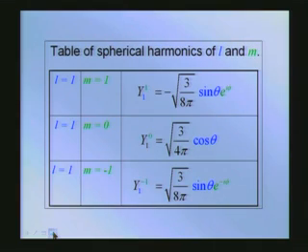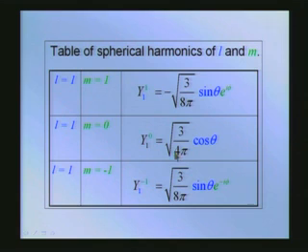For L equal to 1, there are three solutions, m equal to 1, 0 and minus 1. For L equal to 1, the corresponding functions are indicated by Y11, Y10, Y1 minus 1. The solution Y11 involves a minus sign, square root of 3 by 8 pi sin theta e to the i phi. You see that this is a function of theta and phi.